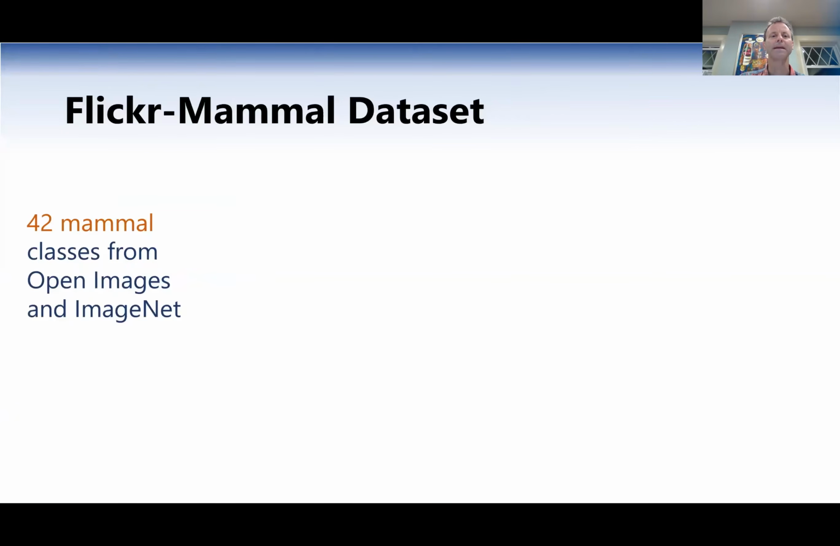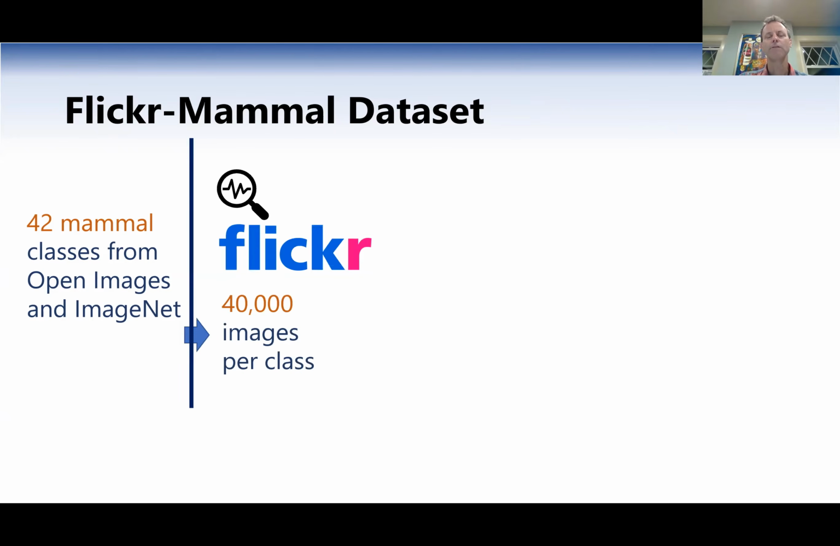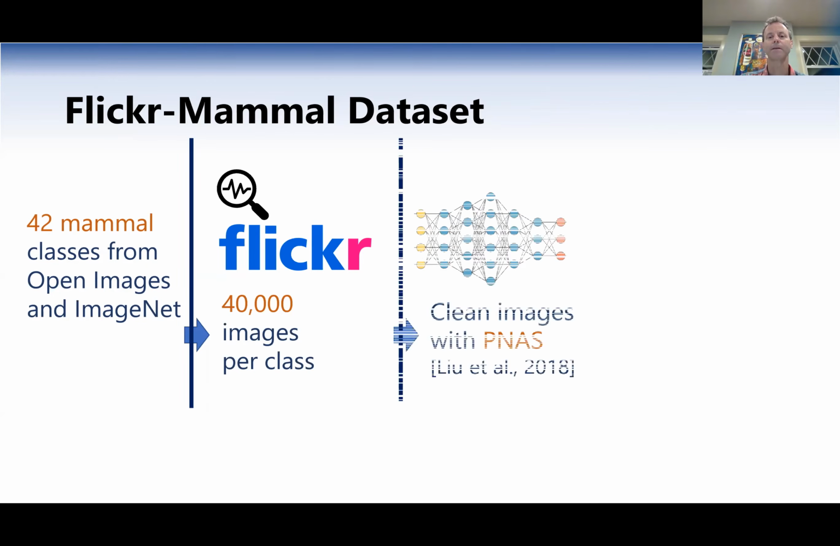So let's go to our real-world data set. We call it the Flickr-Mammal Dataset. What we've done is we've taken 42 mammal classes in the intersection of Open Images and ImageNet, and then we've used those classes to extract 40,000 images per class from Flickr. That is, 4,000 images across each of 10 years.